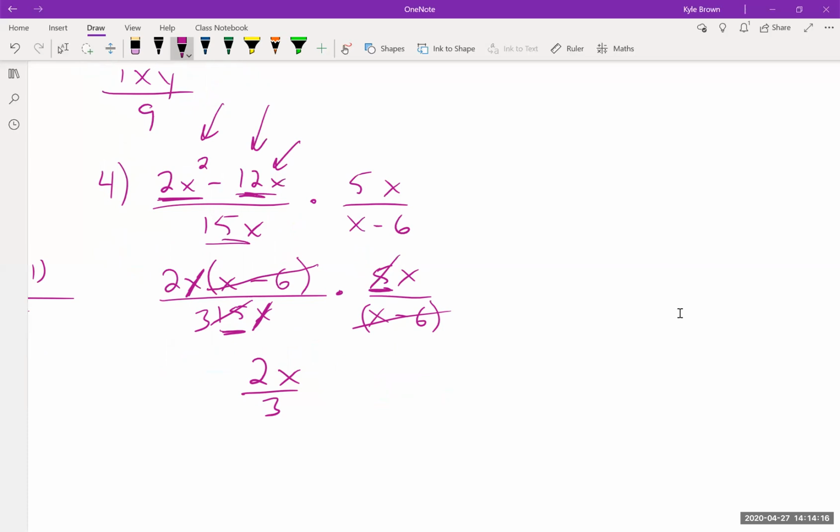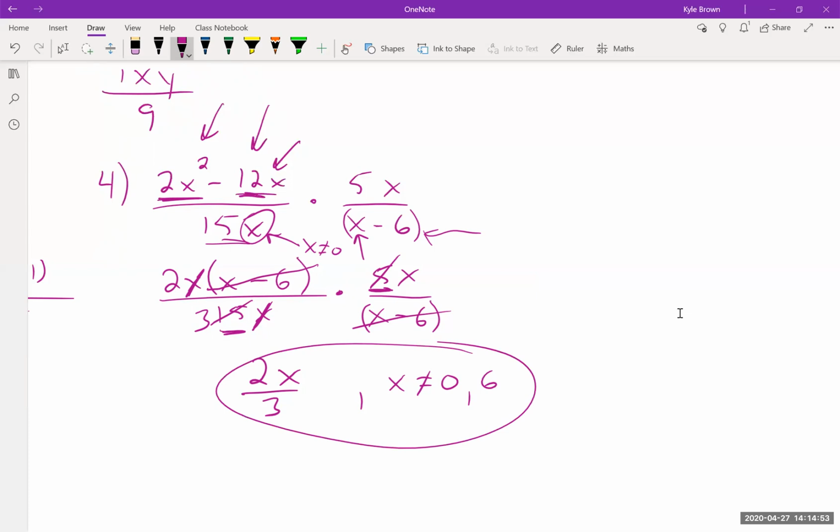Okay, and then technically I should state my non-permissible values. Here, x is not allowed to equal, and I want to look up here before I cancel things. Because of this one, x is not allowed to equal 0, because if it was 0, I'd be dividing by 0. And on this one, x is not allowed to equal 6, because if it was 6, that'd be 6 minus 6, which is 0. So it can't be 6. Okay, so there's my answer for that one.